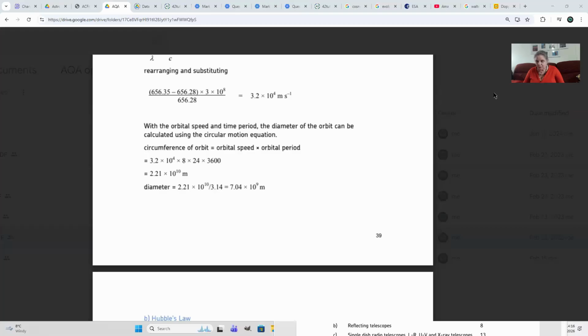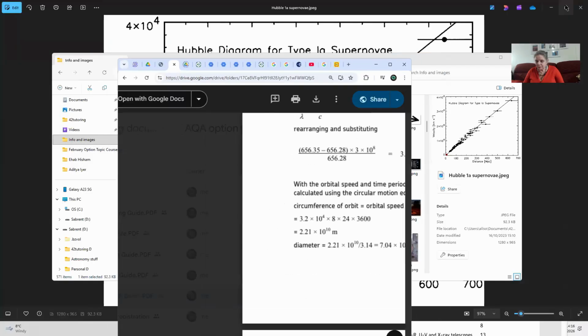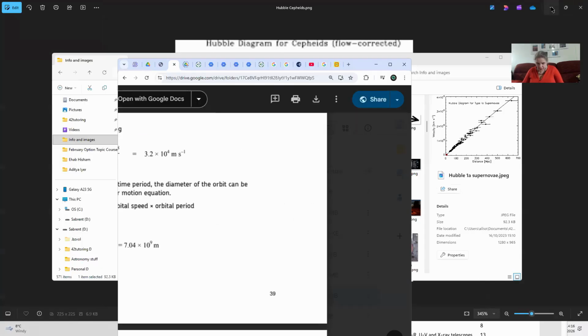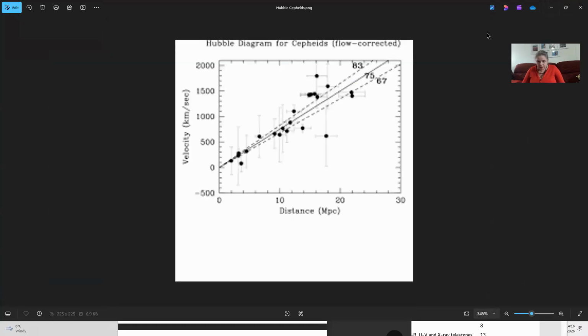Okay, right, let me show you again. So what Hubble did, let's minimize that one for a minute. What Hubble did is he said, right, well, if we've got a graph of velocity against distance, right, speed is distance over time, can you see that the gradient should be 1 over time?